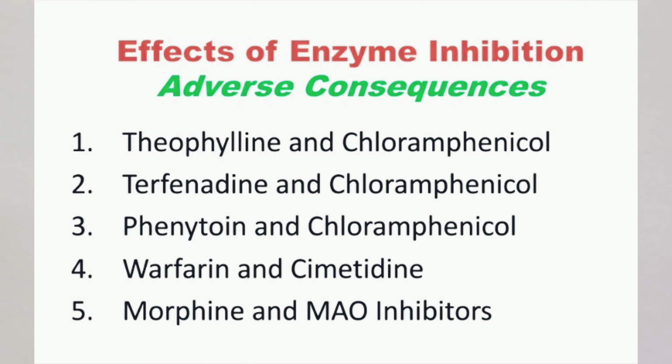So a small rise in the concentration of warfarin can lead to increased risk of bleeding and increased anticoagulant effect. Morphine, when administered with MAO inhibitors, by inhibiting the MAO enzymes affects the metabolism of morphine, thus increasing the concentration of morphine, leading to respiratory depression and respiratory failure.